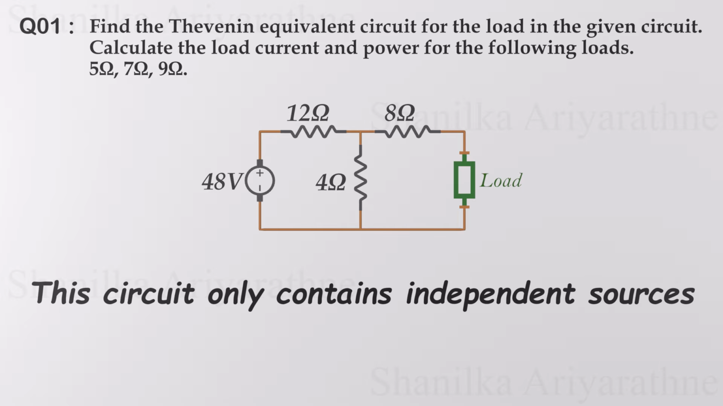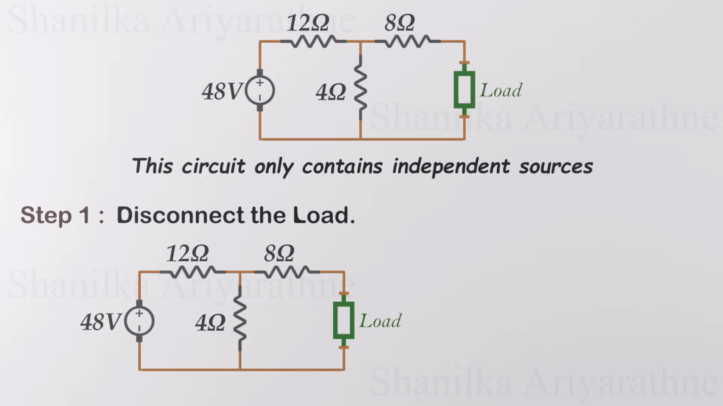This circuit only contains independent sources, a single voltage source. Let's follow the mentioned steps. First step is disconnecting the load. Remove the load resistance and keep the nodes A and B disconnected. Now we can analyze the circuit without the influence of the load.